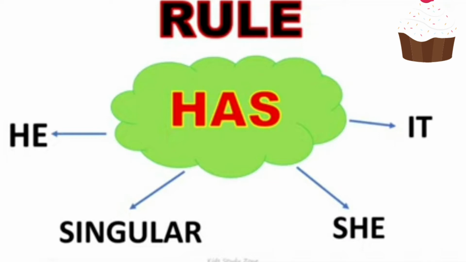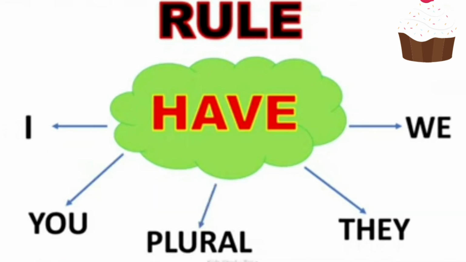For example, he has a car, she has a car, it has a tail, Raj has a car. Okay, so all these, he, she, and it, are singular pronouns, and Raj is a singular noun. In case of all of these, we are using has, right? Okay, children, let us move ahead. Let us see the rule when to use have.